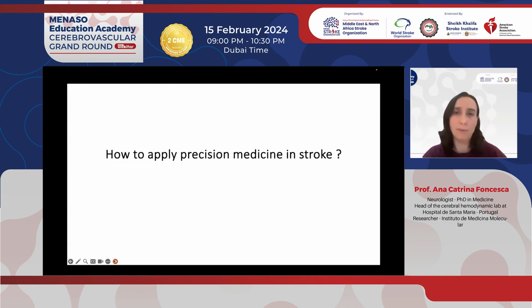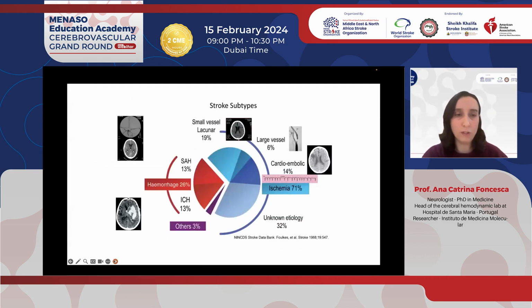So how can we apply precision medicine in stroke? First of all, when you think about stroke, currently the term stroke is very heterogeneous because you can be talking about hemorrhagic stroke and also ischemic stroke. So if you want to apply precision medicine to stroke, we have to start to think in a more homogeneous way, and you also have to compromise the field and the knowledge that we have. So we can no longer think about ischemic stroke as a whole.